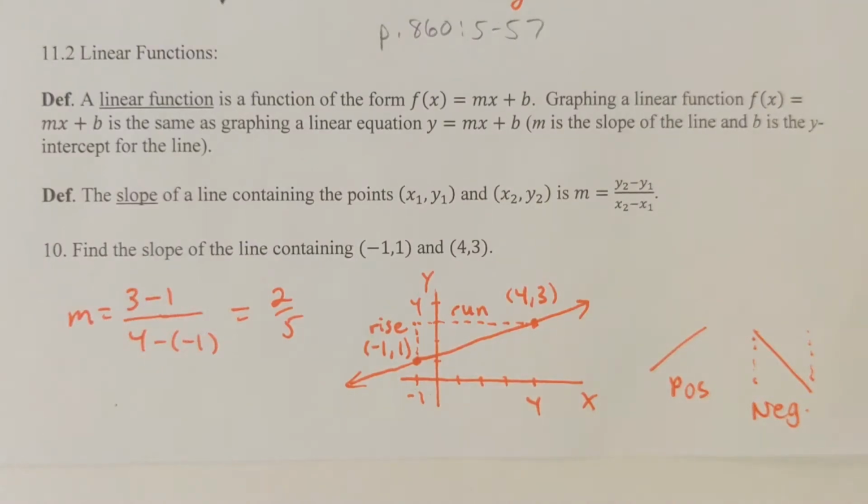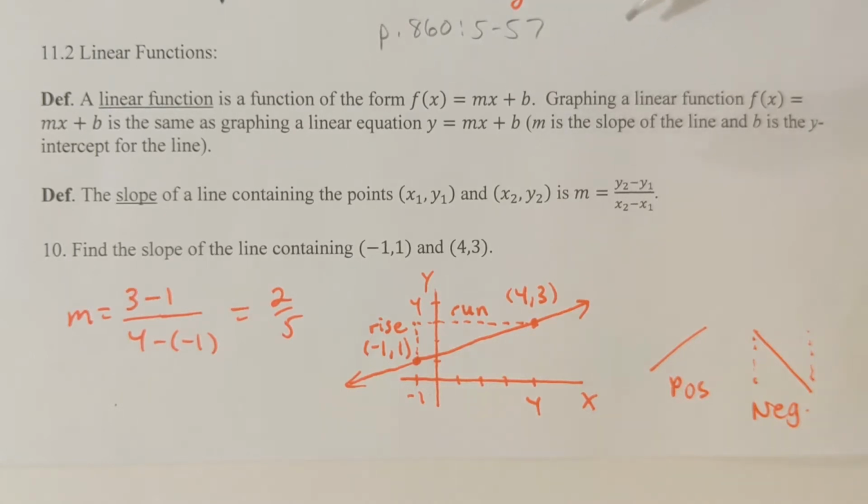Okay, we'll start in on section 11.2 now. In chapter 11, we're talking about functions, and so for the next couple of sections here, we'll look at some specific kinds of functions. In 11.2, we're going to look at linear functions. A linear function is a function of the form f of x equals mx plus b.